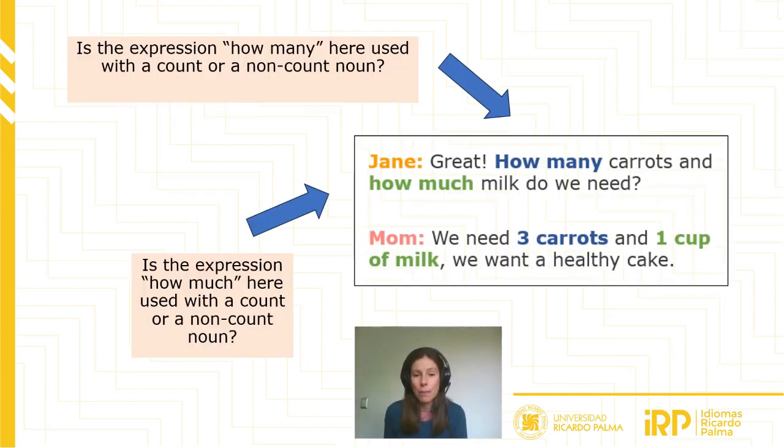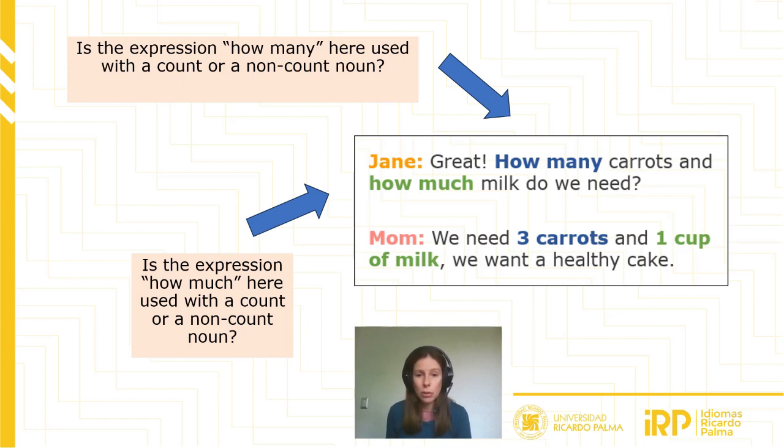So in the question, how many carrots do we need? The expression how many, is it used with a count or a non-count noun? Let's remember the meaning of count and non-count noun. Count nouns can be counted. Non-count nouns can't. So in this case, the noun is carrots. It's a count noun, so we use how many.